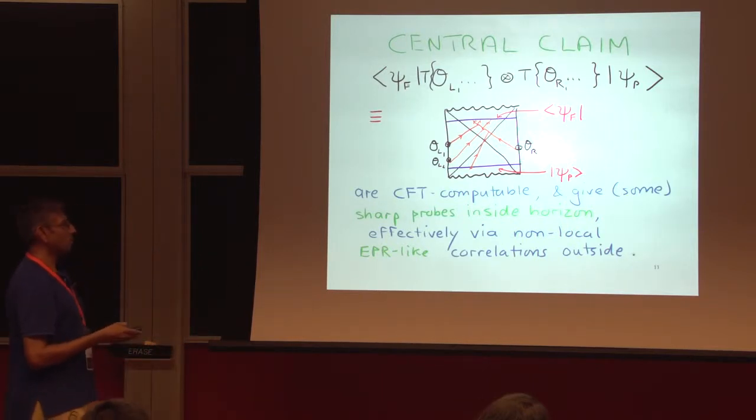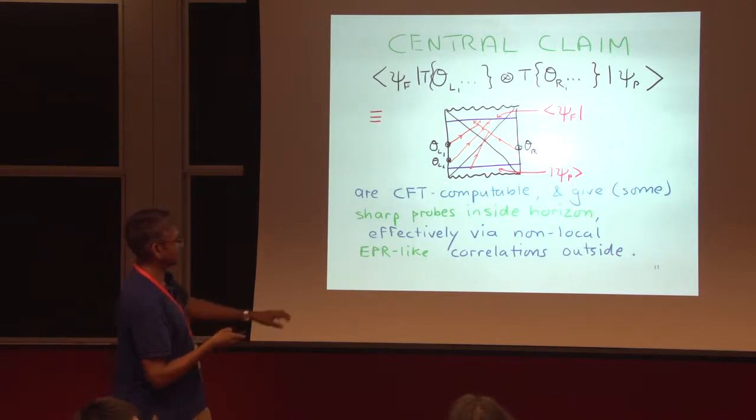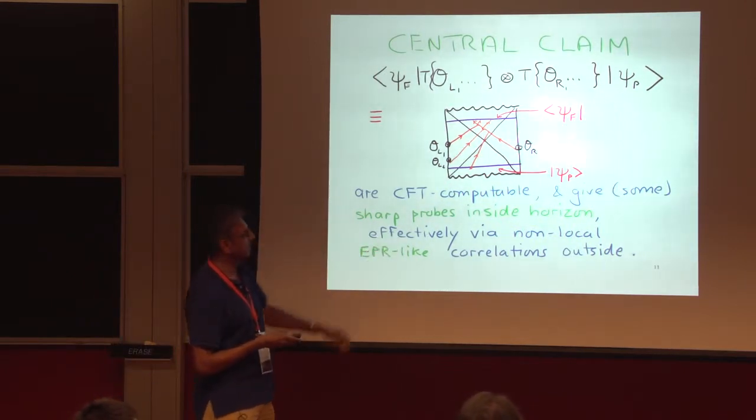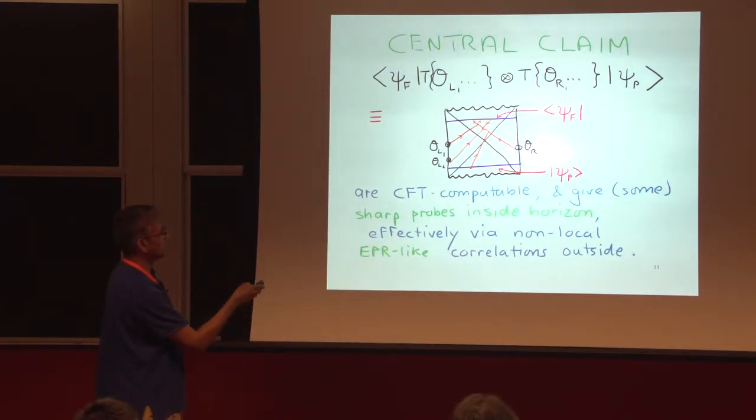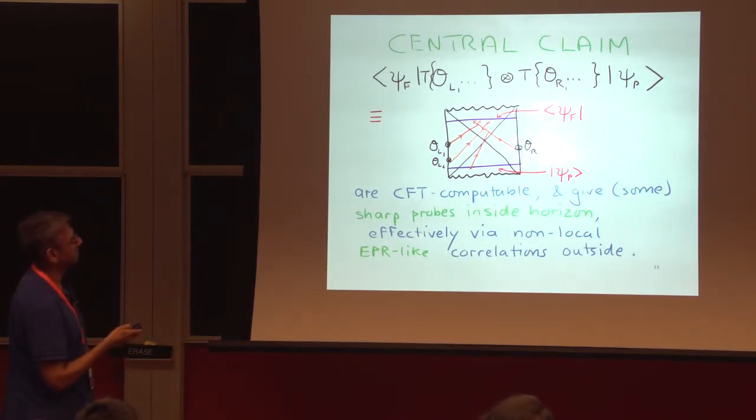Okay. And the way they're doing it is because of the form of this thing, effectively just a generalization of this EPR-like story. That we're really, all we're doing is doing things on the left and the right with non-local operators, but we're getting the same matrix elements as if we had done this process. That's the claim.